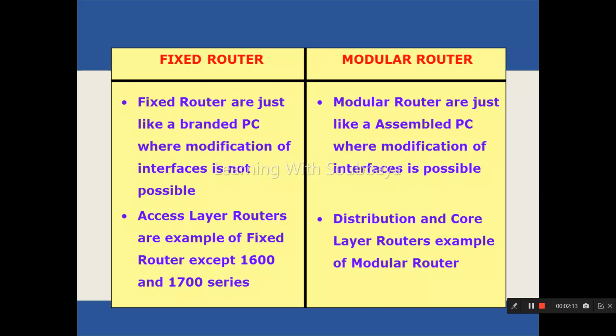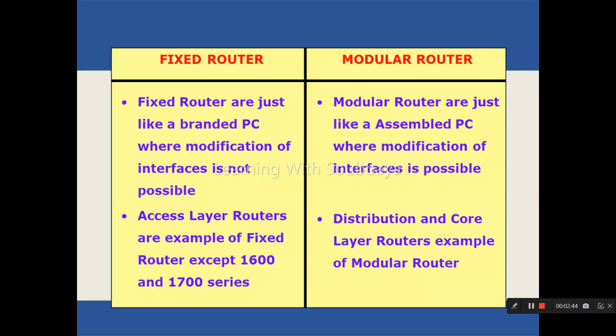So what is the difference between a fixed router and a modular router? We are going to discuss that. In a fixed router, we cannot replace the components. Suppose, for example, there is any problem in the serial port of the router, or any problem in the AUI port of the router, we cannot replace it. We cannot replace the component; we have to replace the whole router.